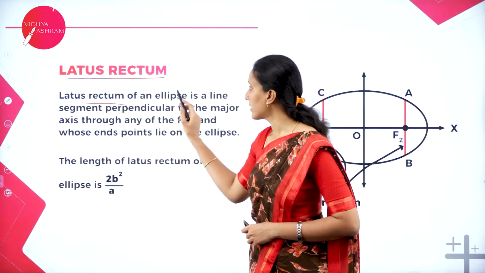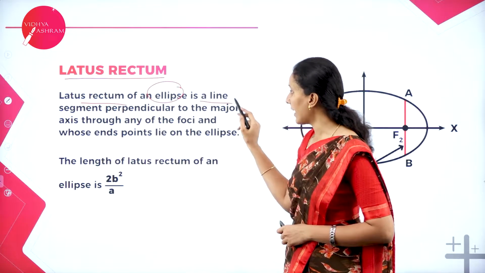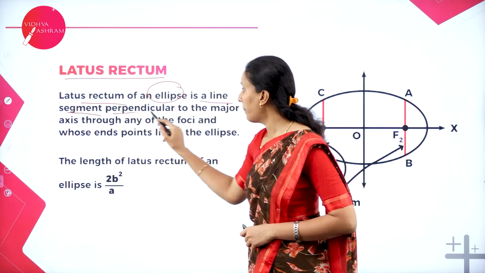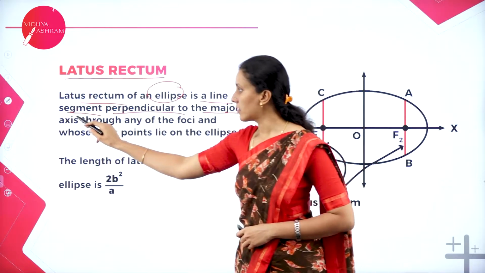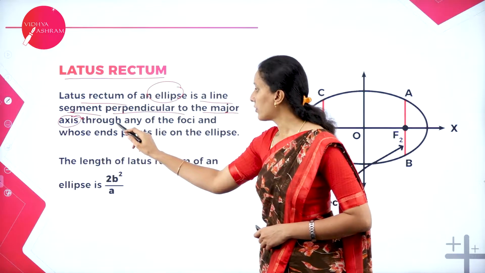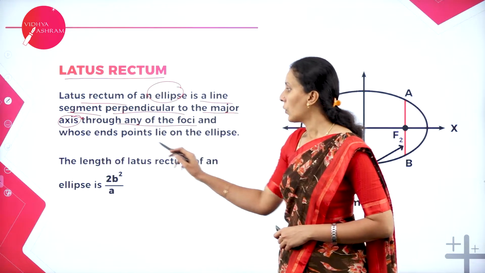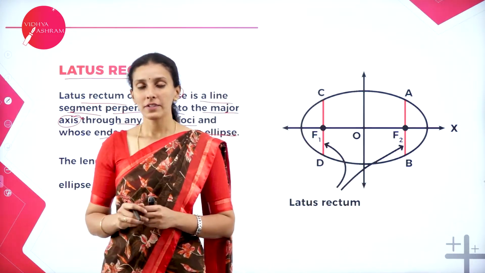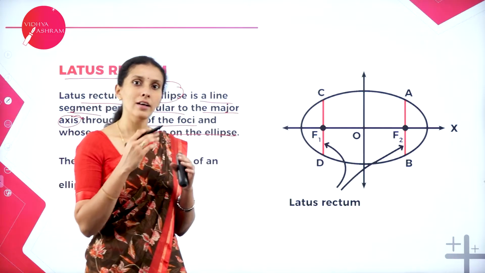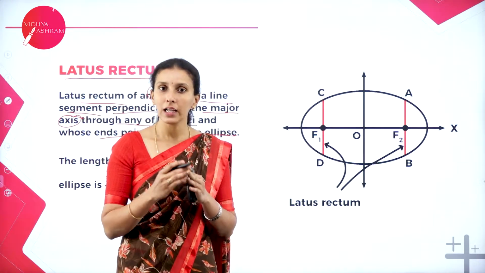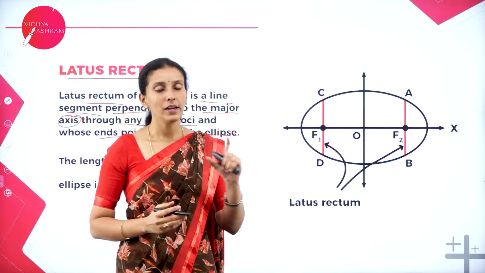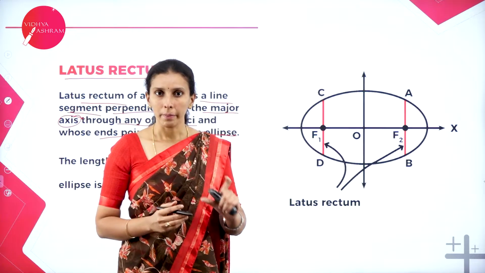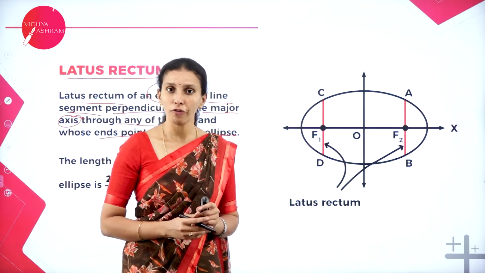A latus rectum of an ellipse is a line segment perpendicular to the major axis, and this is very important, through any one of the foci, whose endpoints lie on the ellipse. Whatever you have studied in parabola, it's a straight line perpendicular to the axis and whose endpoint will be on the parabola, which is passing through the focus.